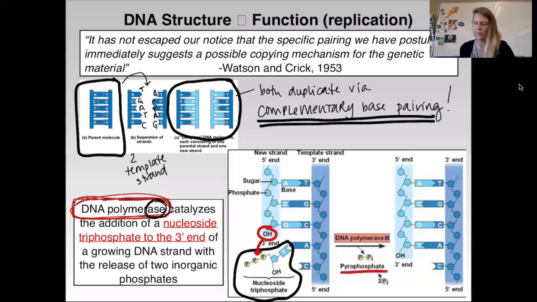giving you a pyrophosphate, which you don't have to know the name. You basically get two inorganic phosphates coming off, right? To add your phosphodiester bond, right? Which is the connection between your phosphate and your next nucleotide. So remember, every nucleotide has a phosphate group, a 5-carbon sugar, and a nitrogenous base. And this here is the phosphodiester bond.